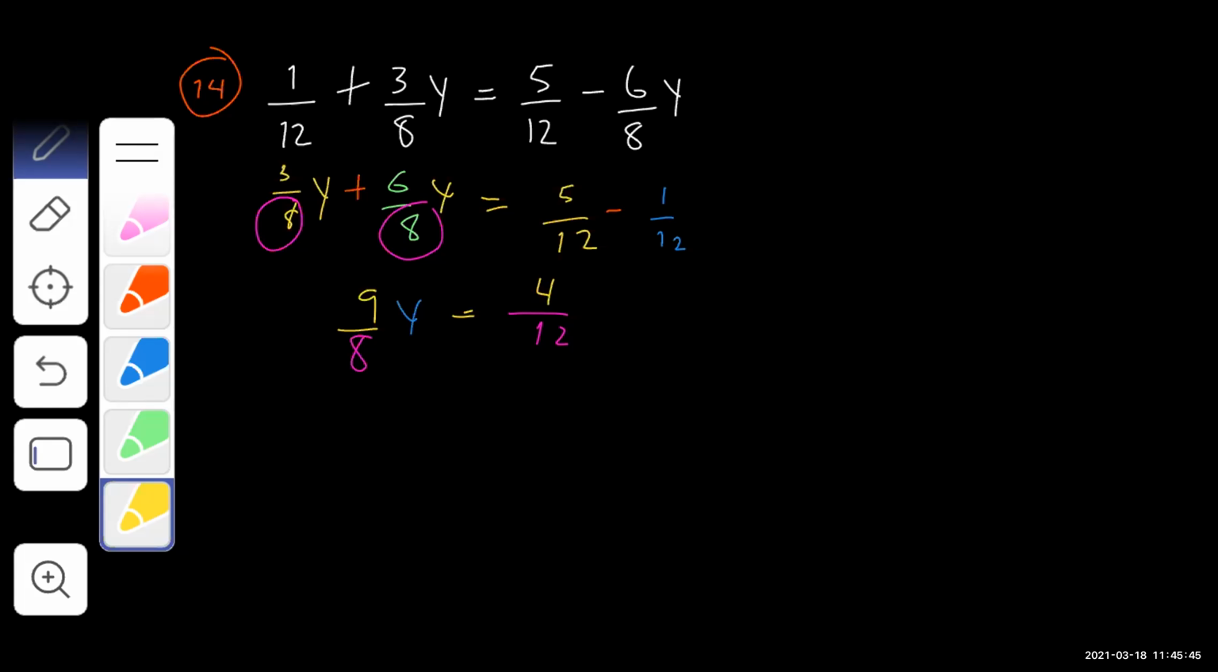Take a look, you can simplify here. If you can simplify, it's going to be even better. What is the half of 4? 2. What is the half of 12? 6. What is the half of 2? 1. What is the half of 6? 3. 1/3. Okay, let us copy that again. 9/8 of y equals 1/3.